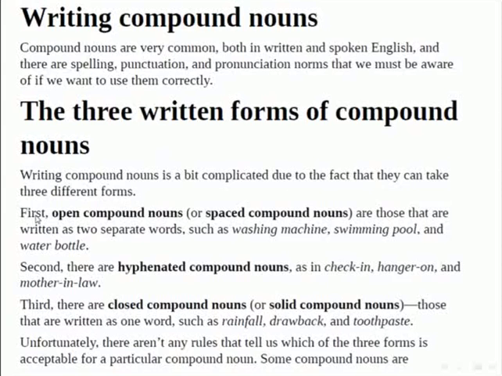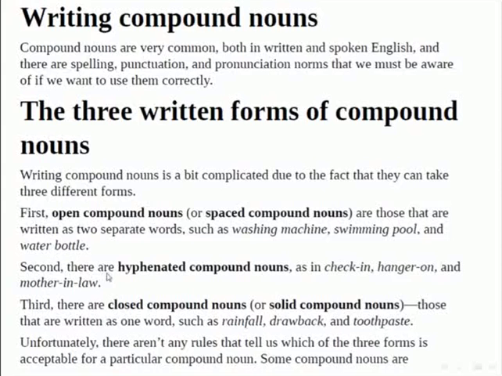Now, first form of writing. First, open compound nouns or spaced compound nouns means what? Separated, without anything, are those that are written as two separate words, such as, for example, washing machine. Here, nothing. And swimming pool. And water bottle.